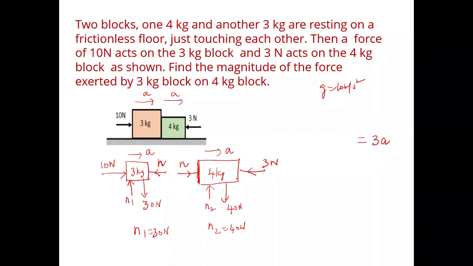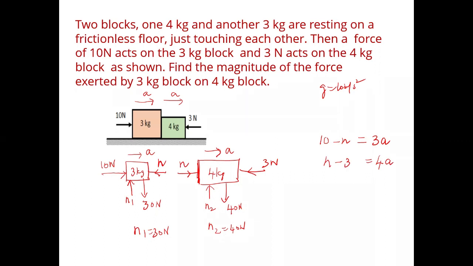Tell me. So there are two horizontal forces, 10 newton towards right, and N is the force towards left. So what will be the net force on the right hand side? Can I write this as 10 minus N? So 10 minus N is 3a. So now, taking this as a clue, can you give the equation for the 4 kg block? What is the net force on 4 kg? N minus 3. Very good. N minus 3 is 4a.